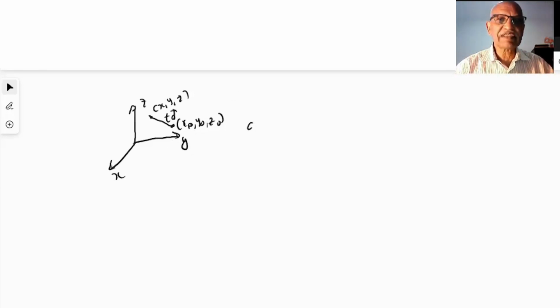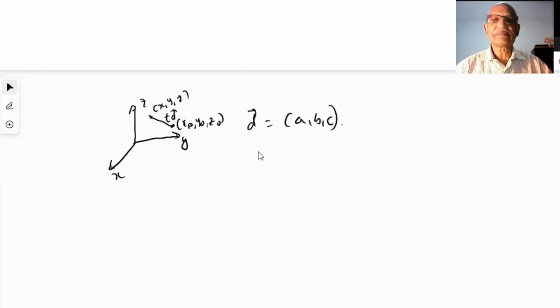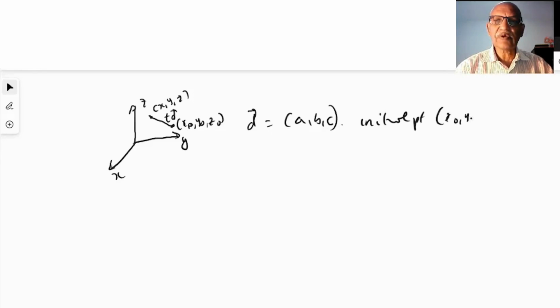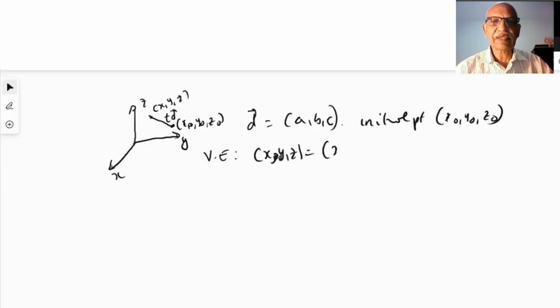So we always have a direction vector, the same way as in R2. If the direction vector is A, B, C, and the initial point is x0, y0, z0, and x, y, z is any point, therefore the vector equation will be (x, y, z) equal to (x0, y0, z0) plus t times (a, b, c).